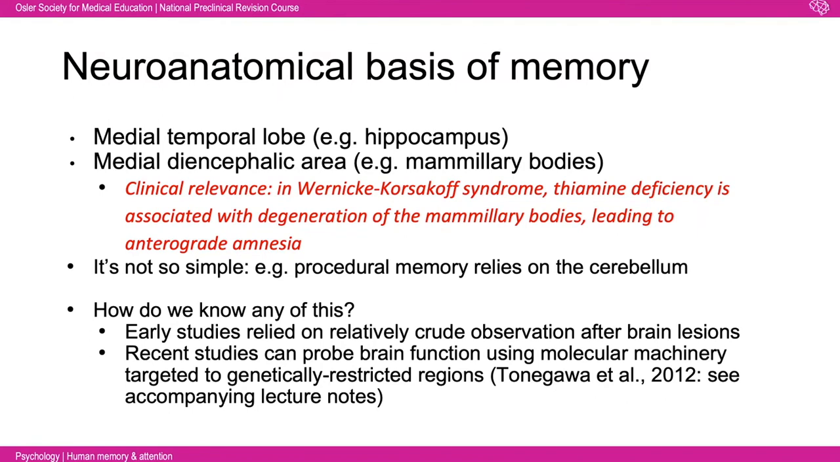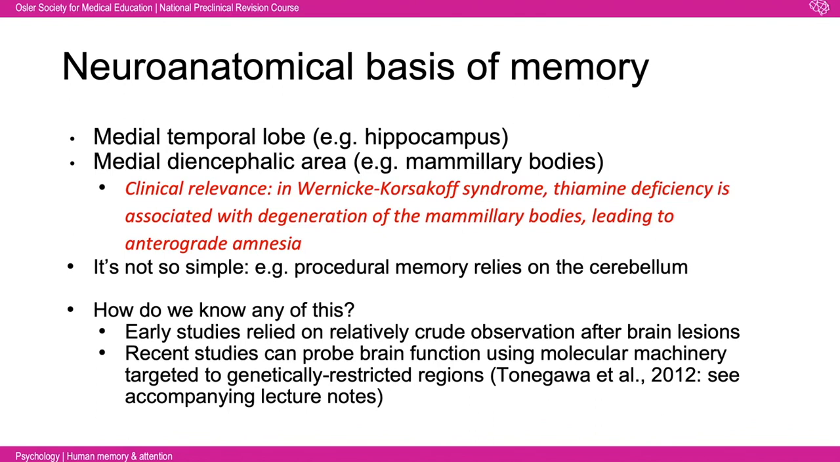So you also hear about the medial diencephalic region, which includes your mammillary bodies. And clinically, that manifests, for example, in Wernicke-Korsakoff syndrome. So if someone has a thiamine deficiency, their mammillary bodies tend to degenerate, and that leads to quite a profound anterograde amnesia. But as I said before, it's not so simple.